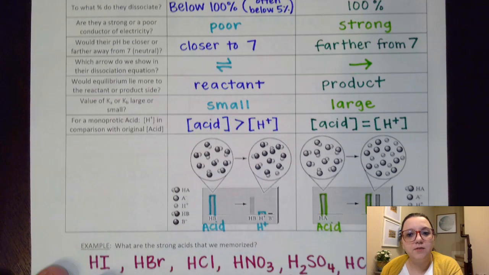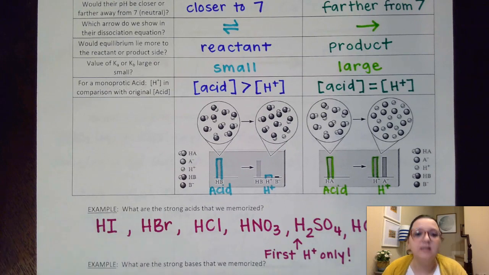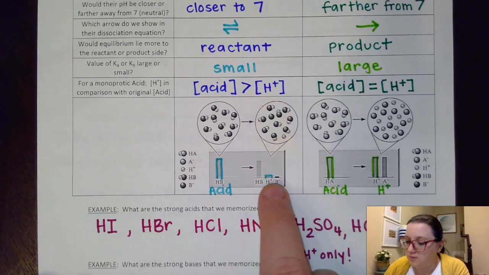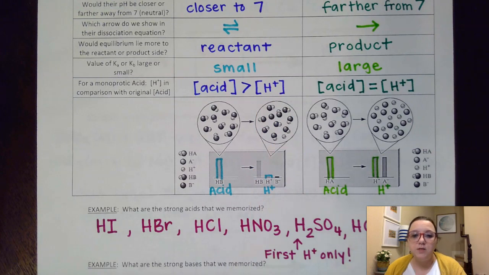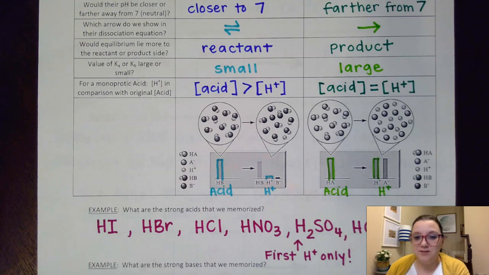Now, on this next part it wanted us to compare, for a monoprotic acid, the hydrogen ion concentration with the original acid. You could also do this for bases. You would just compare the base to the OH concentration. What you'll notice is that for a weak acid, the acid concentration to start off with is going to be much higher than the resulting H plus concentration after it dissociates, because remember, I'm still going to have quite a bit of that acid left at the end after the dissociation.